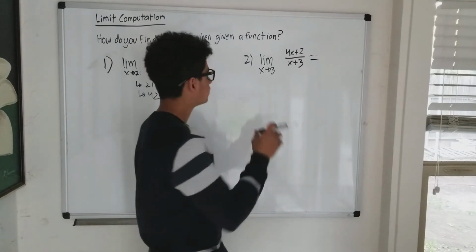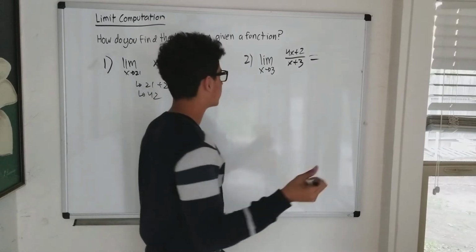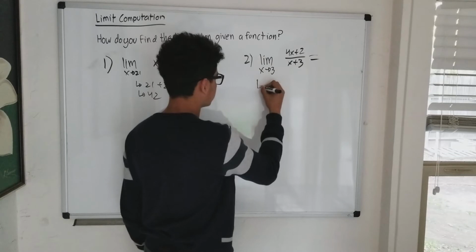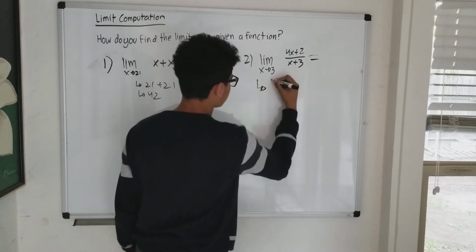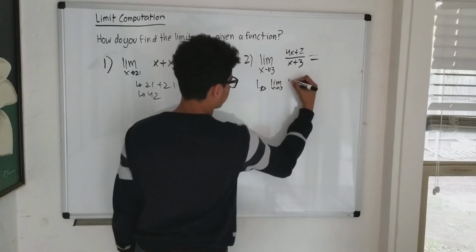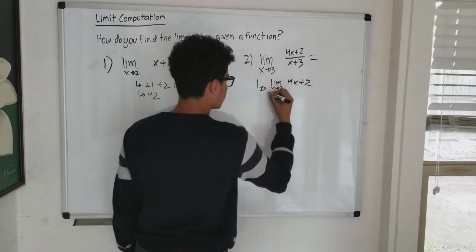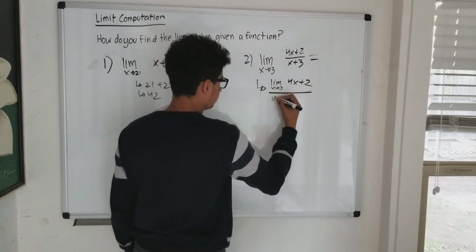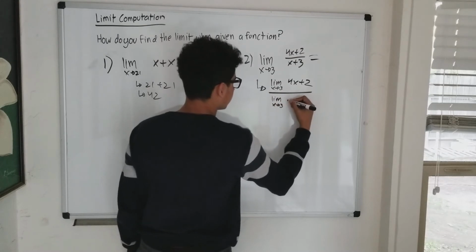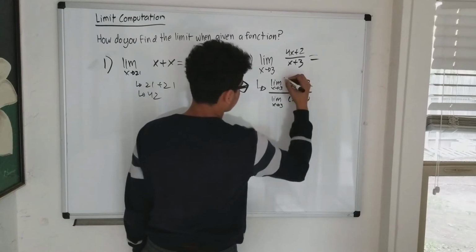But that's only the case if, when you plug the value of x in, the bottom does not equal 0. And if you do plug it in, it's equal to 6, so we can do that. So basically what's going to happen after this, it's going to look something like the limit as x approaches 3 of 4x plus 2, divided by the limit as x approaches 3 of x plus 3.